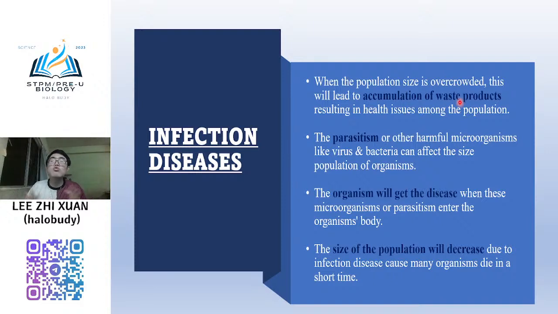Because humans are too large in number, overcrowded, meaning our waste product produced is very high. So this waste product can result in a new virus or new disease for us. And then this new disease will give us health issues. So normally parasitism or other harmful organisms will affect the size of population. The organism will get that disease, so that the population size will decrease. So this is one example, infection disease.